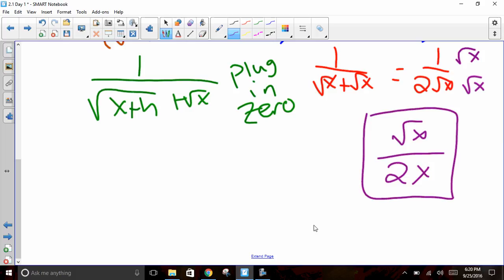So the whole point today was finding that slope value using that nice little formula that we got on slide 1.